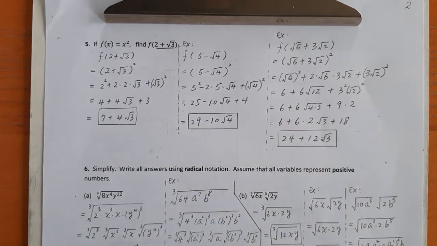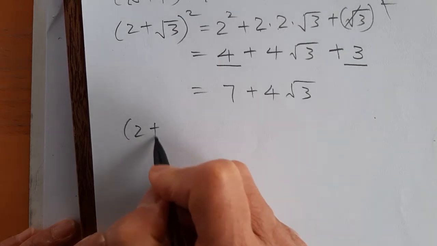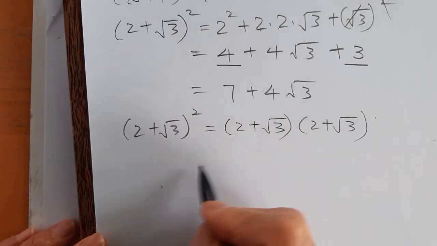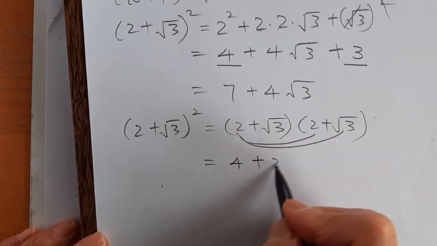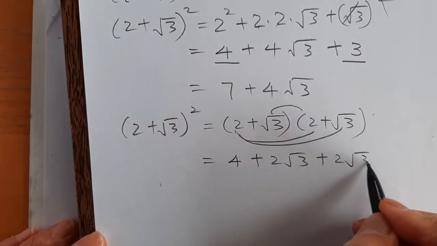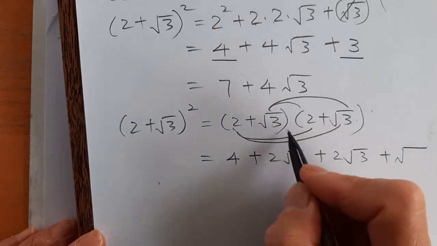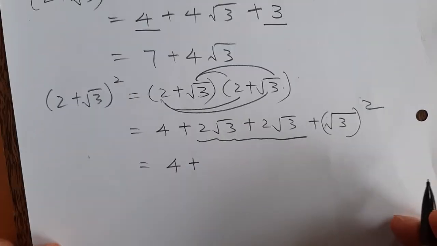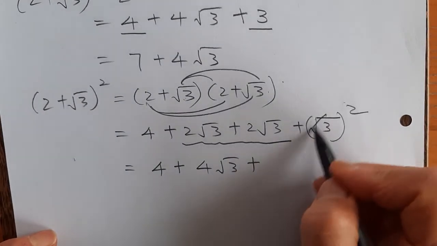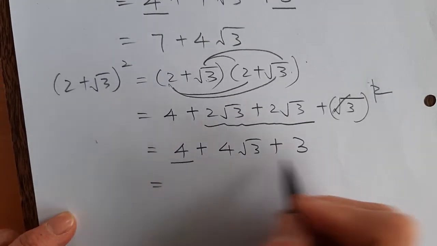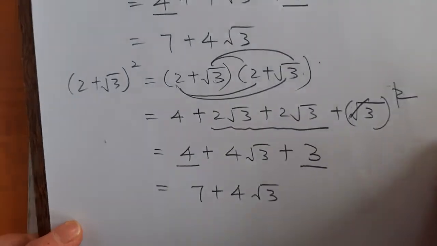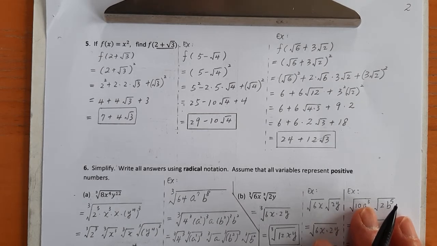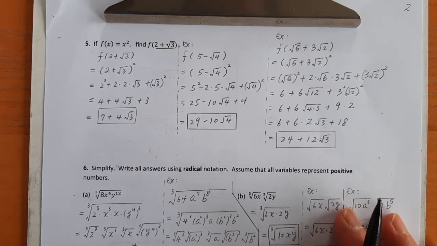So we got this using the formula. If you don't memorize the formula, you can use FOIL. That is 2 add the square root of 3 times 2 add the square root of 3. First term product, 2 times 2 is 4. Outer term product, 2 square root of 3. Add inner term product, 2 square root of 3. Add last term product, square root of 3 times square root of 3, which is 3. So 4 plus the two middle terms combined, 4 square root of 3, plus 3, gives 7 plus 4 square root of 3. Either way, you can use the formula or FOIL, but it is better to use the formula because we will use it in the future, so you have to be familiar with it.